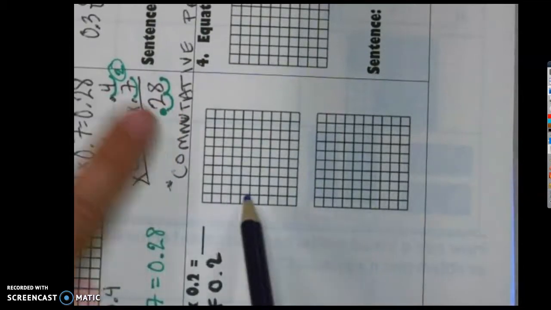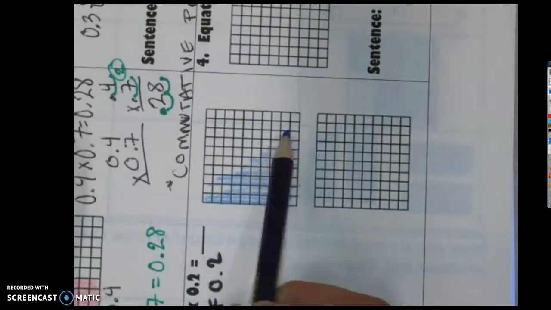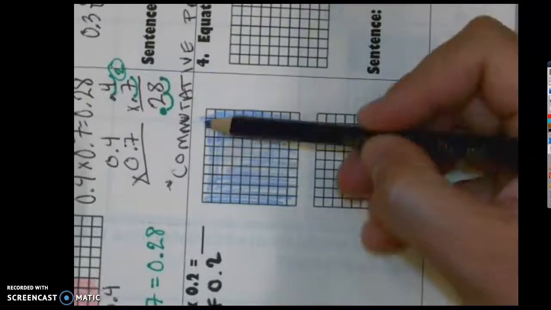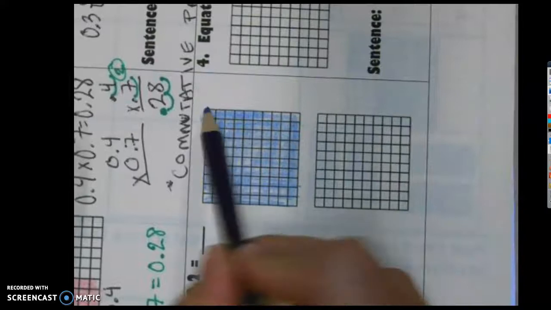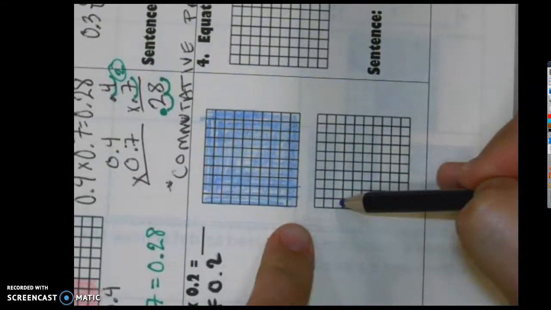So can we shade in 1 whole and 5/10? All right, let's do it. 1 whole. So this one's going to be 30 cents, or 30 hundredths. Victor, you're on a roll, buddy. There's my 1 whole and 5/10. 1, 2, 3, 4, 5.